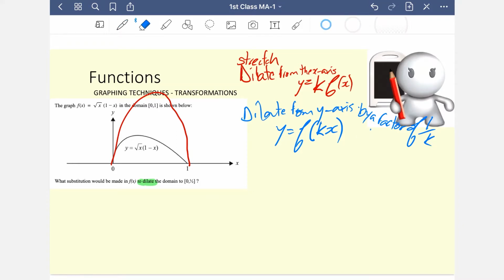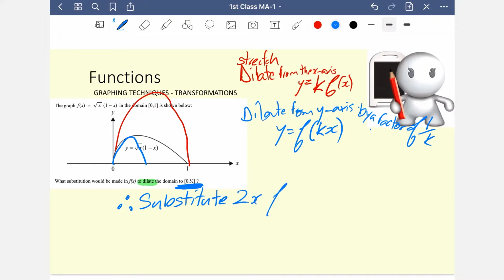Okay, over here, and just lastly, oh sorry, look at that, not the same height. So the height was, you know, everything will still be the same, except it's going to be stretched from the y-axis. Okay, so over here, what substitutions would need to be made? Well, here the domain is getting halved. So therefore substitute 2x for x. Okay, and that would be a perfect answer.